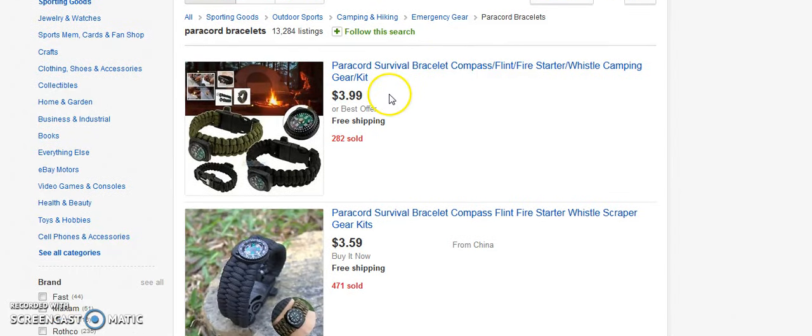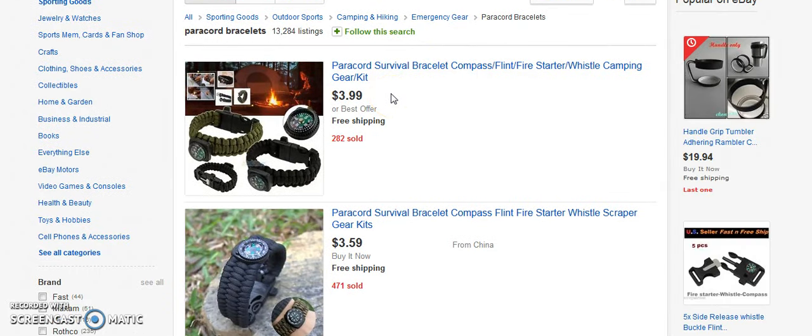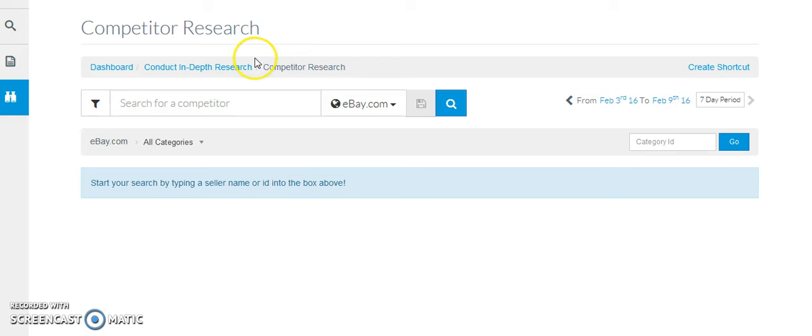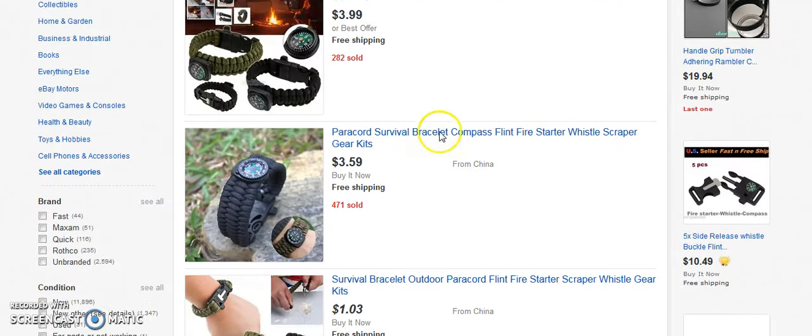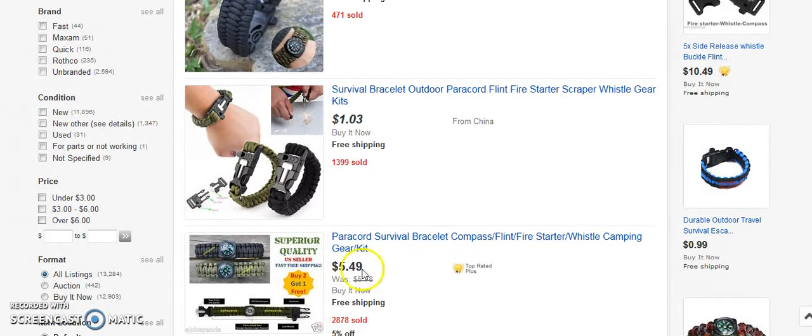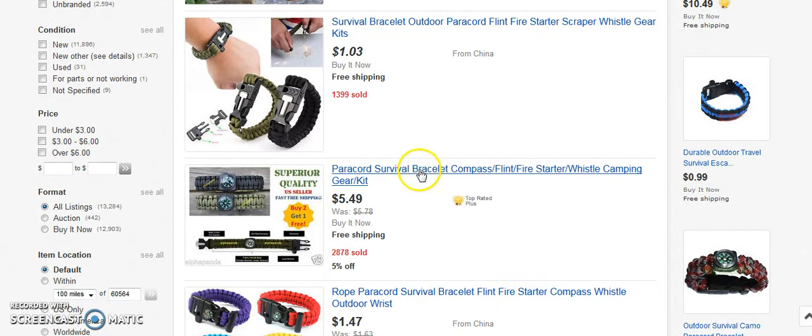Typically the people who are on the first page are going to sell the most. So I typically look at a couple of these guys. Actually, typically I would do a search within Terapeak for paracord bracelets, look at the top 20 competitors, and then analyze those competitors. But for the sake of this, we're going to look at this way. So all these guys are selling pretty good. This guy sold 2,800. This guy sold 1,399.